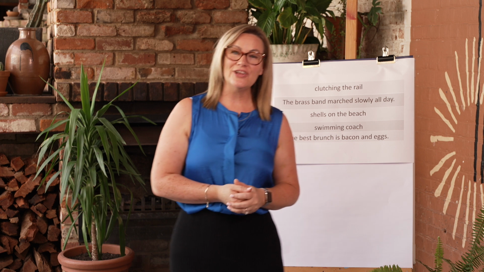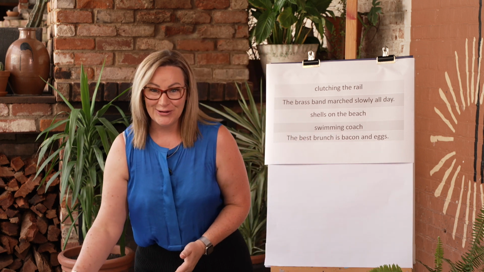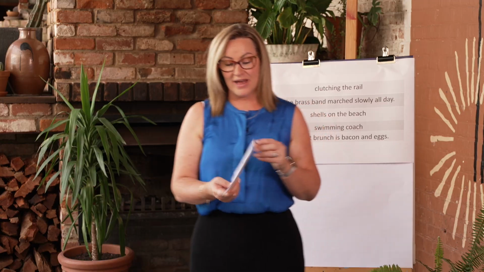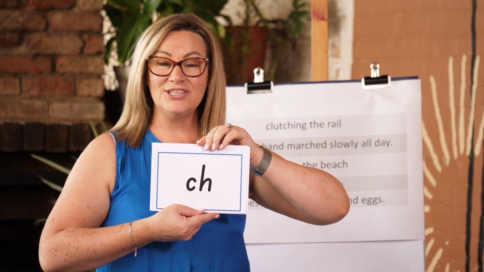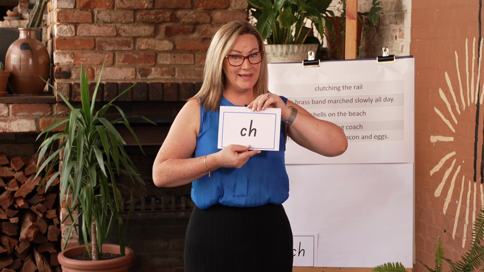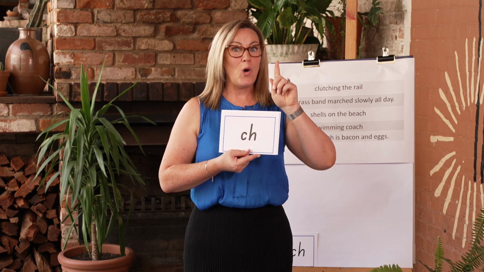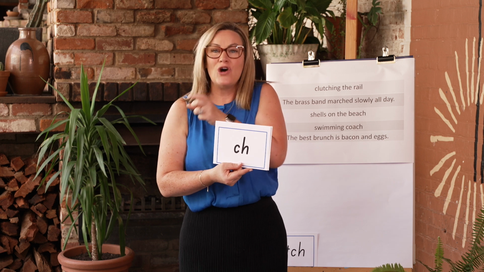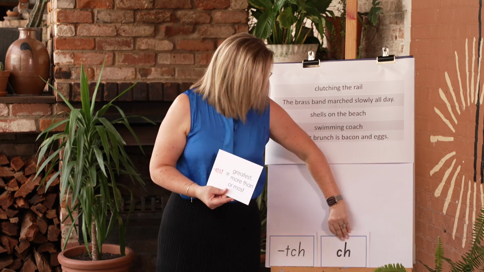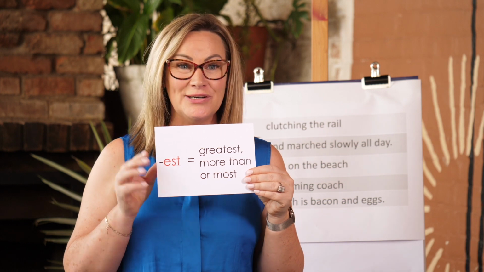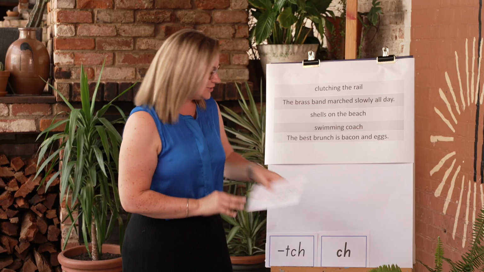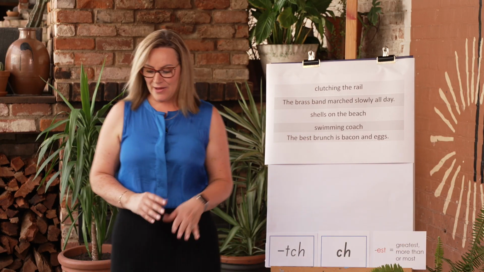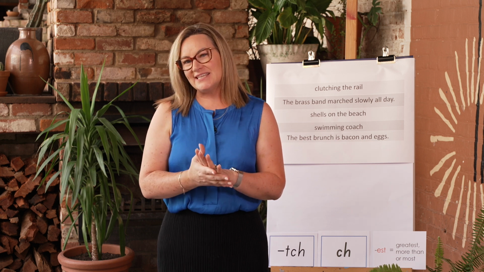Okay, so let's have a look at our learning intention for today. It's a review lesson, so we're going to recover ch, TCH spelling, ch, at the end of words, checking for that consonant right before the ch phoneme. And then our morpheme est. What does it mean? Est means greatest, more than, or most. Terrific. Coming on now to our first activity for today.